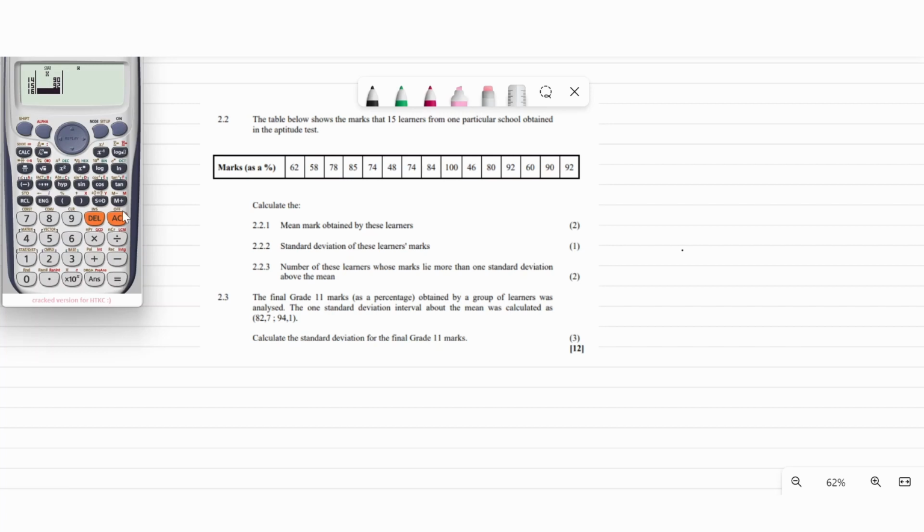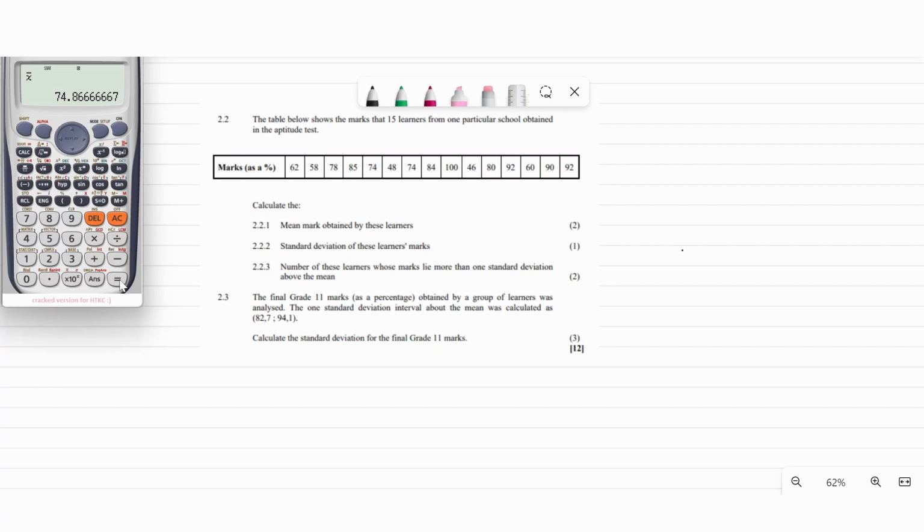Then you're going to say AC, then shift, then 1, which is for the stats. Then you pick option 4. When you pick option 4, you see you have 2 for the mean, so you pick 2, and your mean is going to be 74.86. Then you round it off to 2 decimal places.